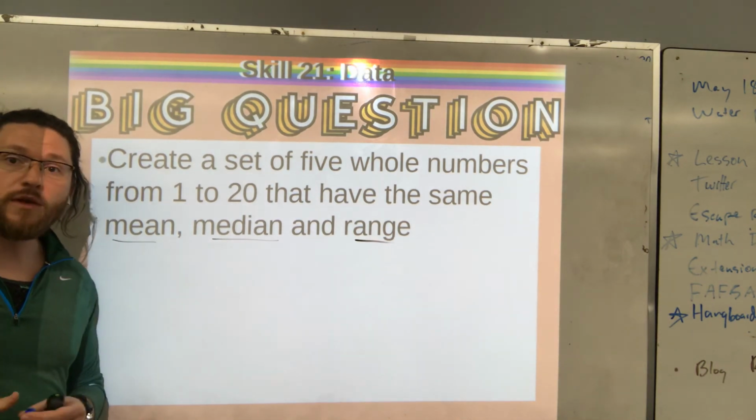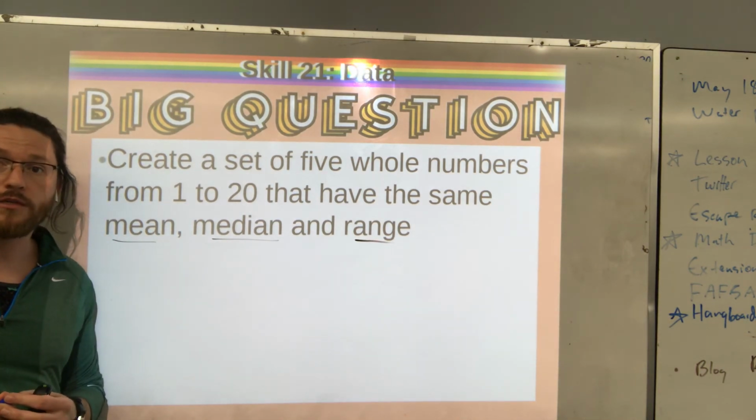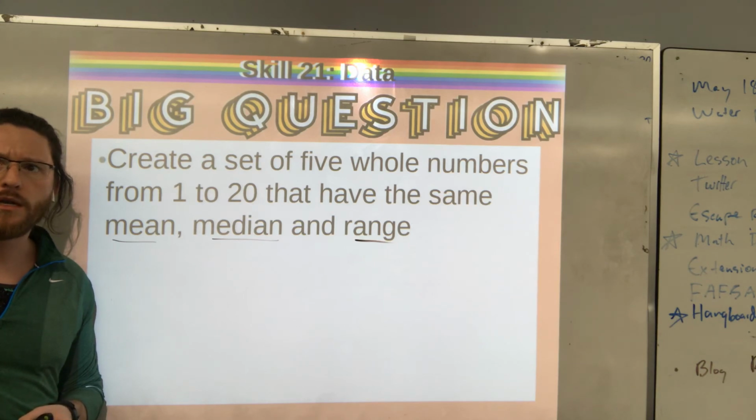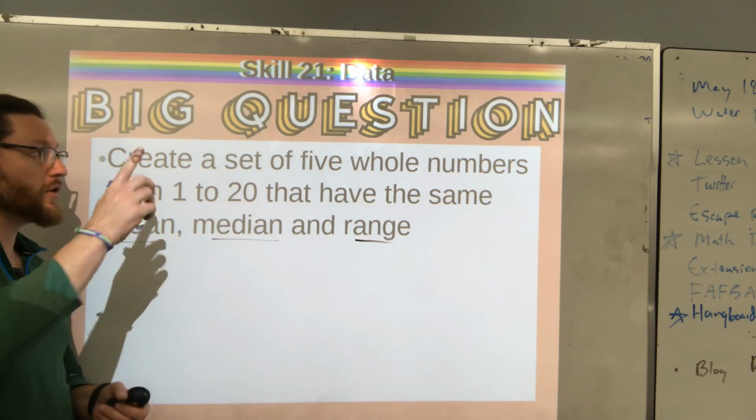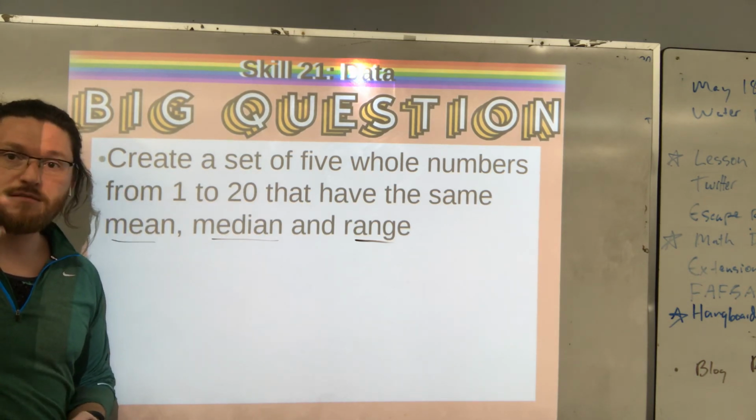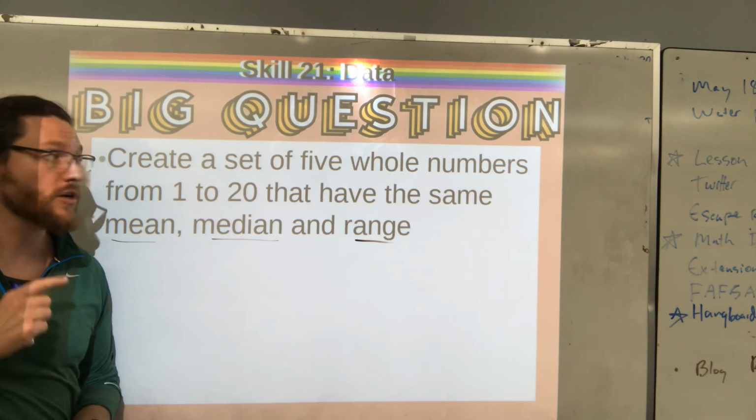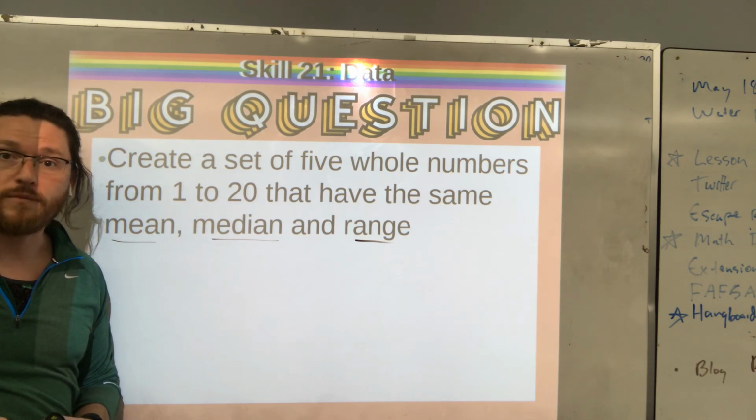Those are the 3 big vocab words that you took notes on and we talked about on Tuesday, okay? So see if you can find 5 numbers that have the same mean, the same median, and the same range that are all between 1 and 20. We'll talk about that in the next video.